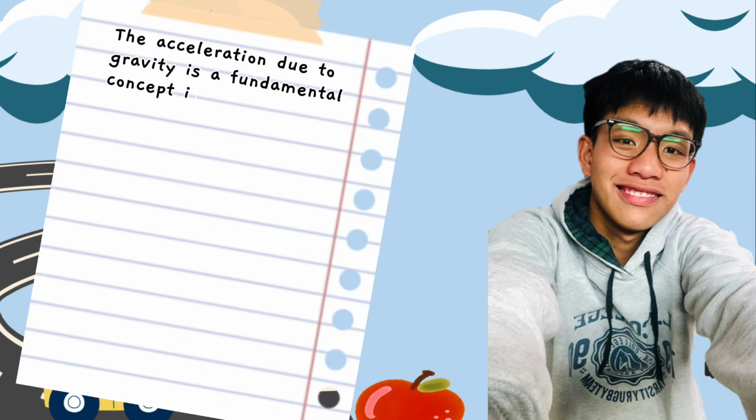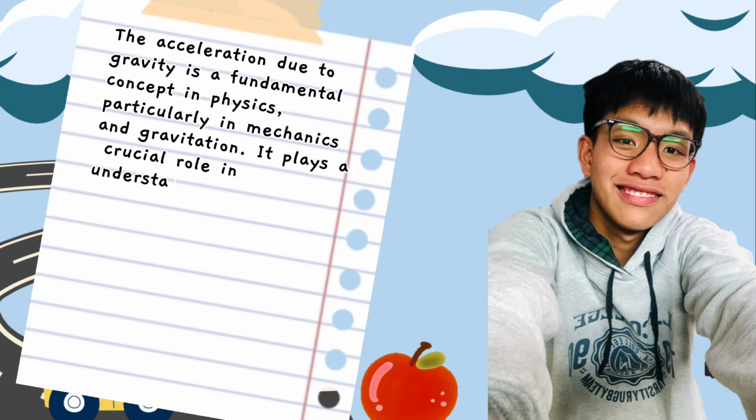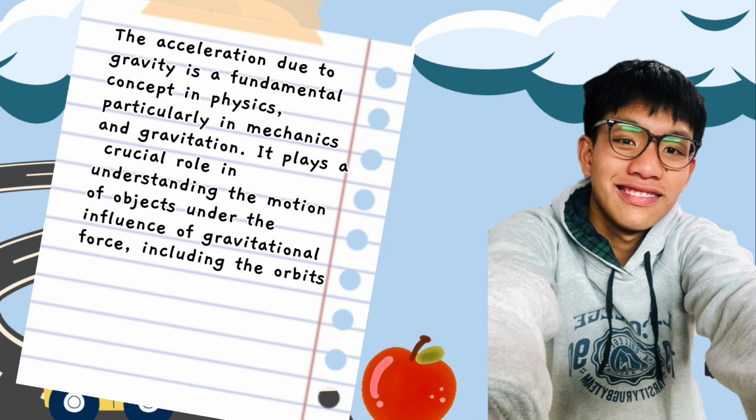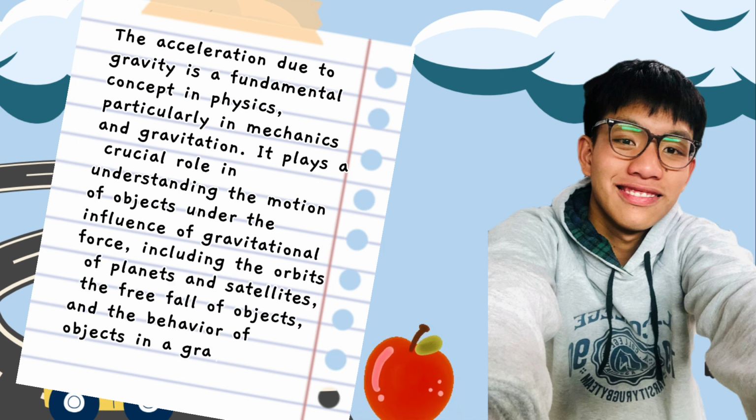The acceleration due to gravity is a fundamental concept in physics, particularly in mechanics and gravitation. It plays a crucial role in understanding the motion of objects under the influence of gravitational force, including the orbits of planets and satellites, the free fall of objects, and the behavior of objects in a gravitational field.